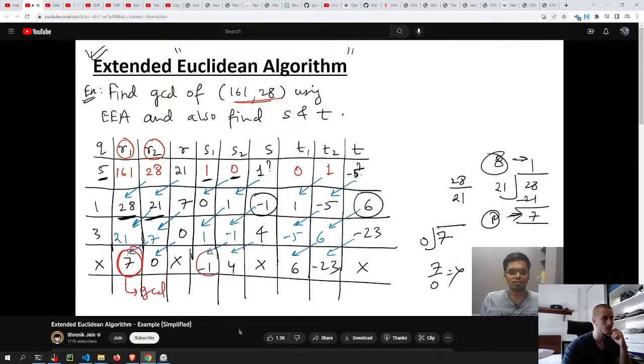This is the value of S, which is nothing but the updated S1, equal to minus 1. This is the value of T, which is nothing but the updated value of T1, equal to 6. So your final answer is GCD is 7, S is minus 1, and T is 6. I hope you got the solution and the process of finding the GCD and the values of S and T using the extended Euclidean algorithm.